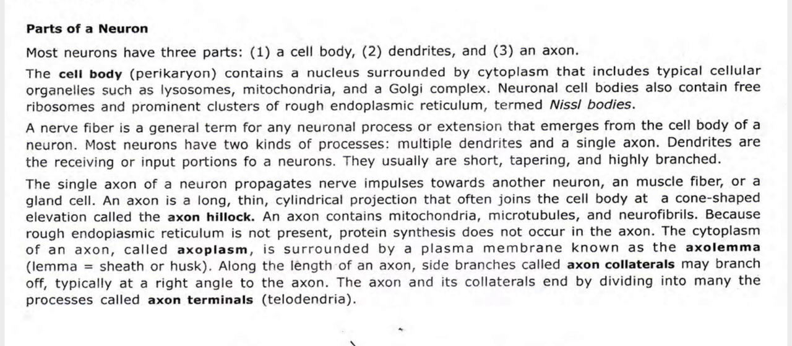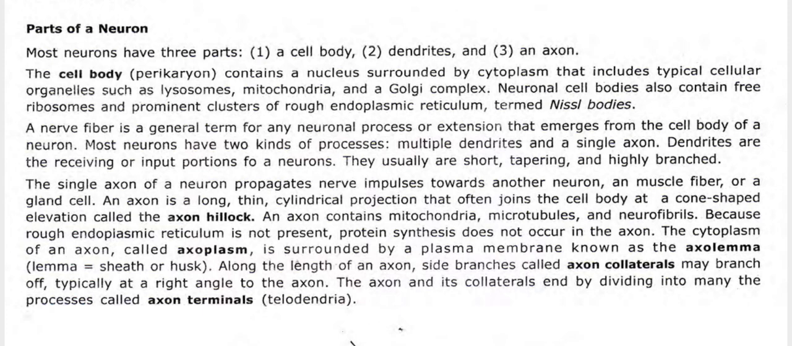A single axon of a neuron propagates nerve impulses towards another neuron, a muscle fiber or a gland cell. An axon is a long, thin cylindrical projection that often joins the cell body at a cone-shaped elevation called the axon hillock. An axon contains mitochondria, microtubules, and neurofibrils.